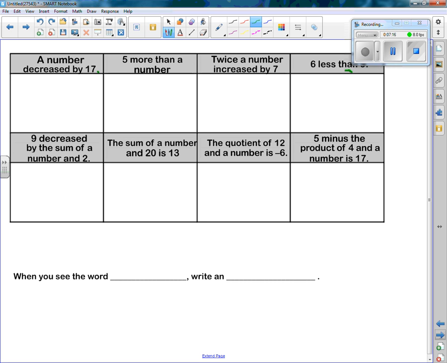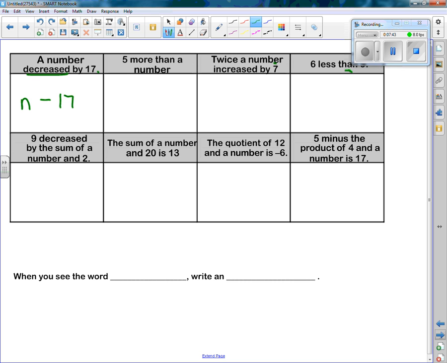So, a number decreased by 17. Decreased, that tips us off that we have to use subtraction. A number, our variable here is going to be n, so we go n decreased by 17. Feel free when you're taking notes here, whenever you see a number, that tells you that you're going to have to use a variable. I'm going to change the variable that I use. You can use any variable that you want to represent this number.